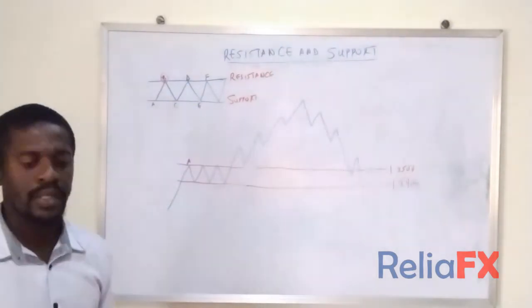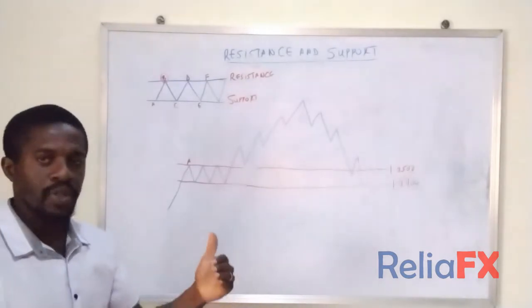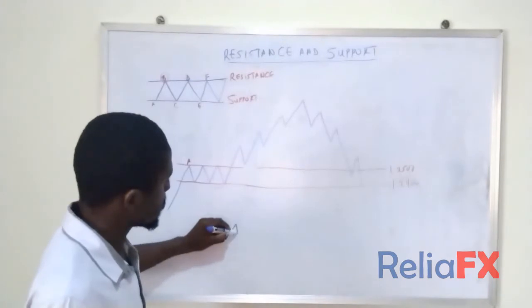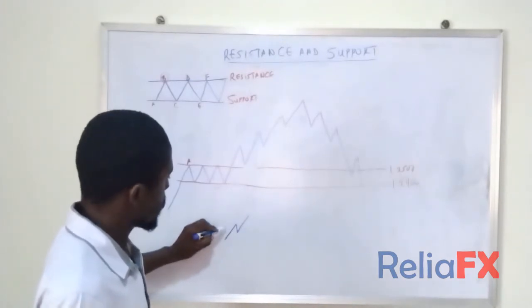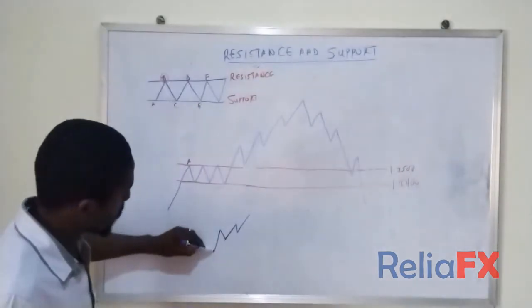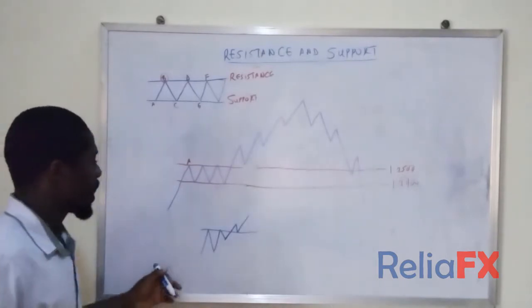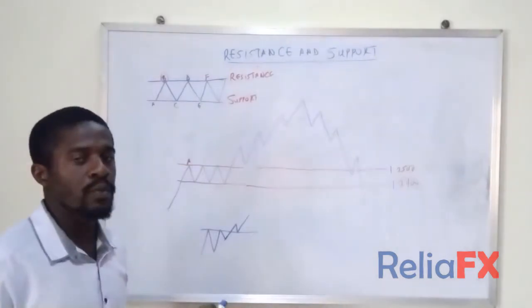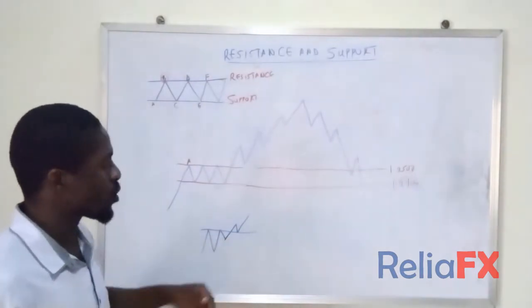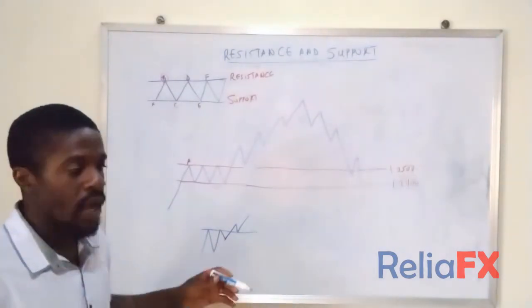Now I need to know this about resistance and support. Resistance levels can be broken, support levels can be broken. Now this is what I'm saying. If you have a resistance like this, a level that price could not break initially, it will get to a point in time when that level will be broken. Now when a resistance level is broken, it becomes support. How do I mean?